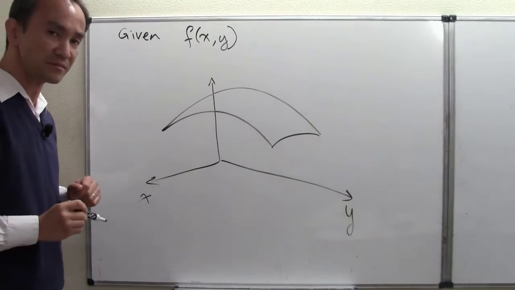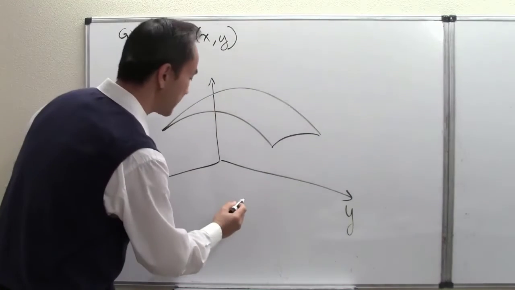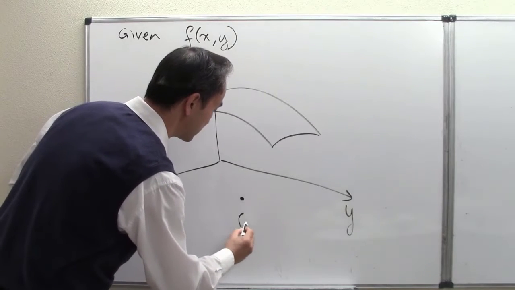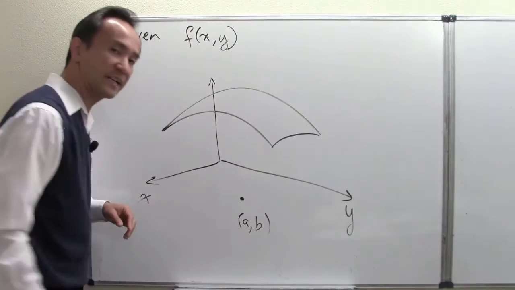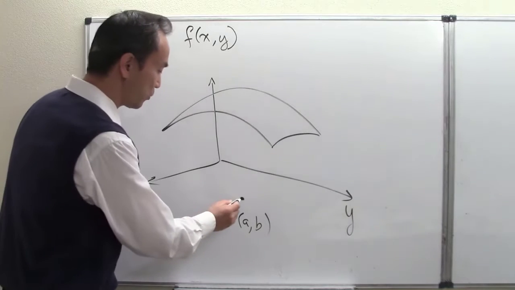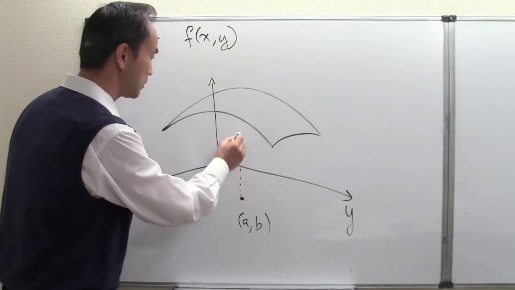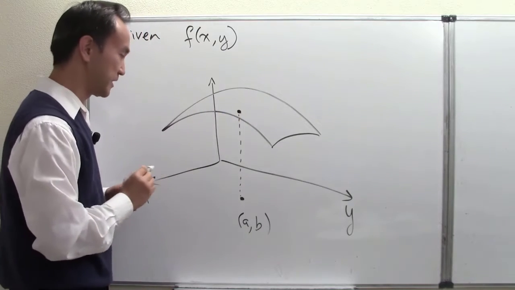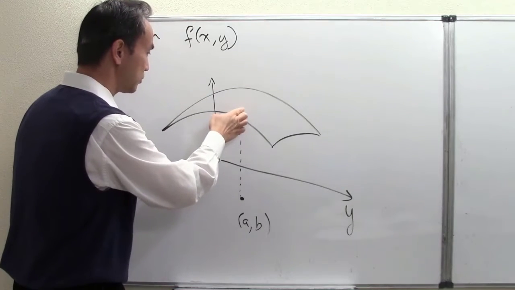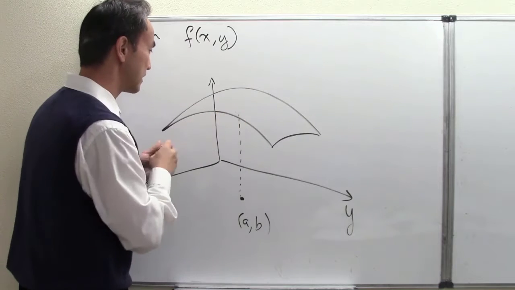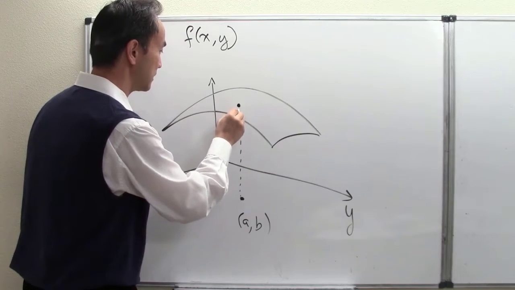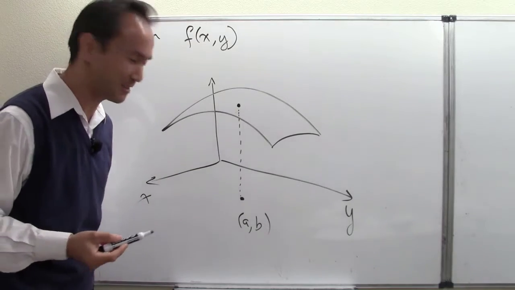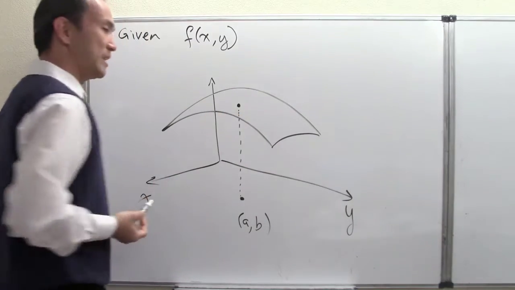Then I am going to pick a point. At some point a comma b on the x and y floor, this point has a vertical value that creates a point right on the graph, right on the surface. Or maybe let me put the point a little bit higher so that it's clearer. It's all 3D perspective, so I'm not the best artist here. Okay, so that's the point.